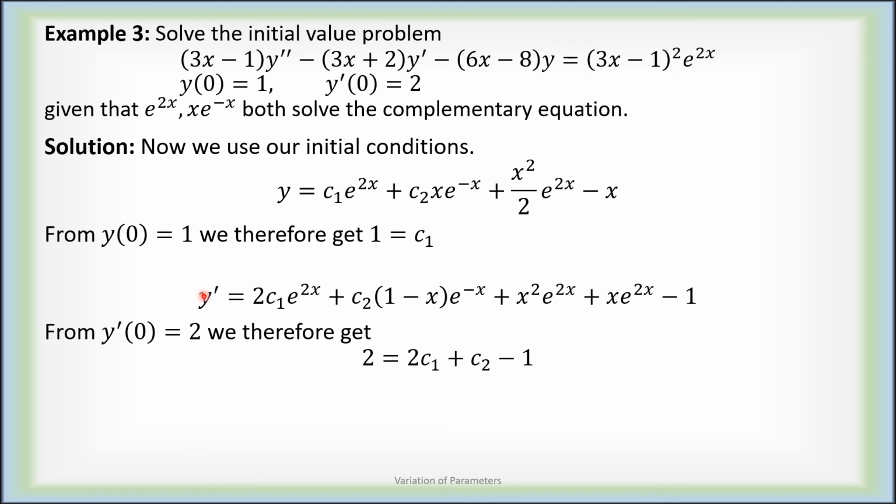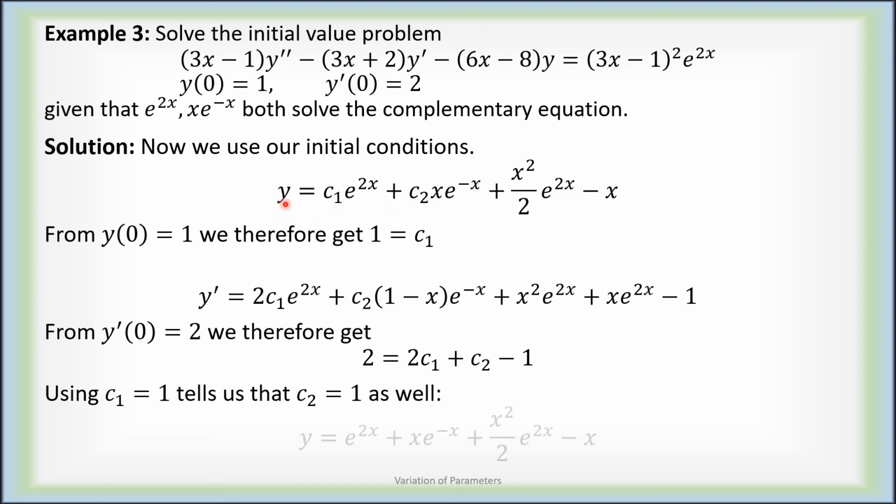But y prime of 0 is 2, so overall we have 2 equals 2c1 plus c2 minus 1. But we already knew that c1 was 1. Okay, and if c1 is 1, we have 2 equals 2 plus c2 minus 1. In other words, c2 is also 1. So if c1 is 1 and c2 is 1, well then we have exactly what y is. e to the 2x plus x e to the minus x plus x squared over 2 e to the minus x. So there is the unique solution to the differential equation subject to the initial values given.